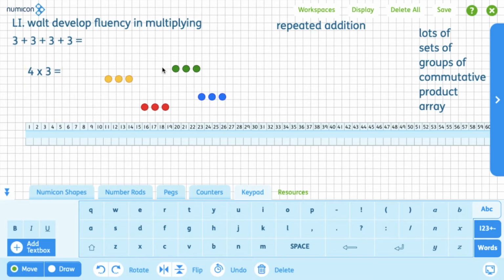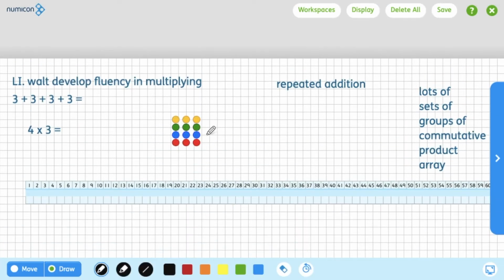I've got my groups out like this. They're a bit scattered, but you'll remember that what I really like when we're multiplying is to build an array, because I find arrays really visual and I think they really help us see how many we have all together. So I'm just going to put these in a nice beautiful array, which is what this is here. I'm just going to draw a line so that we know.